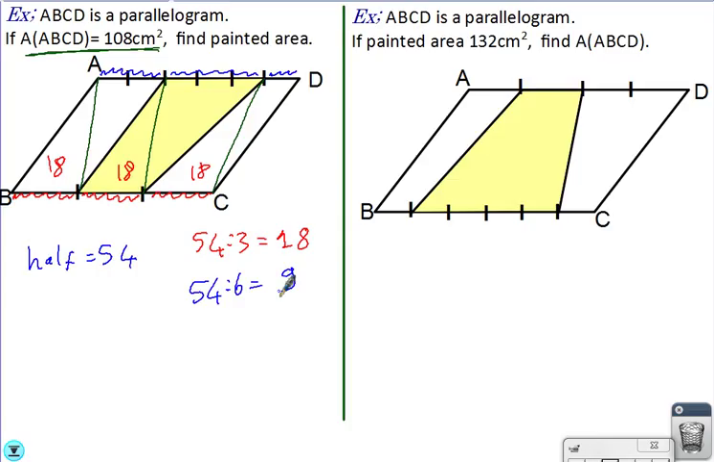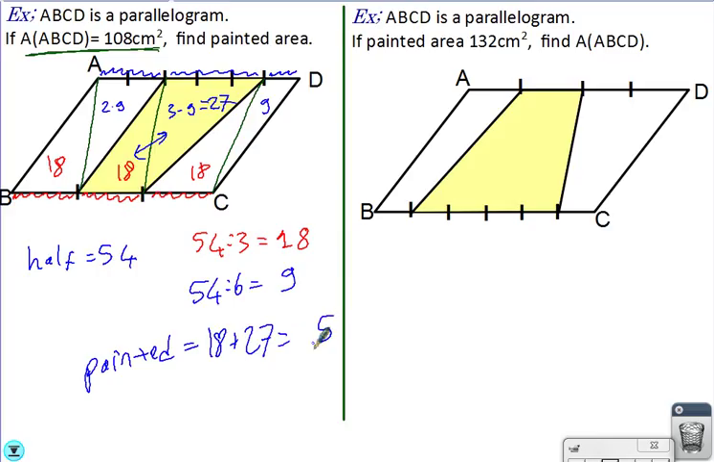So here we have 2 parts, this area is 2 times 9. Here we have 3 parts, 3 times 9. Here we have just a single part, 9. So the area which I have been looking for, the painted area, is equal to 18 plus 27, which makes 45. So this is the first type of question, which is if I give you the whole area.